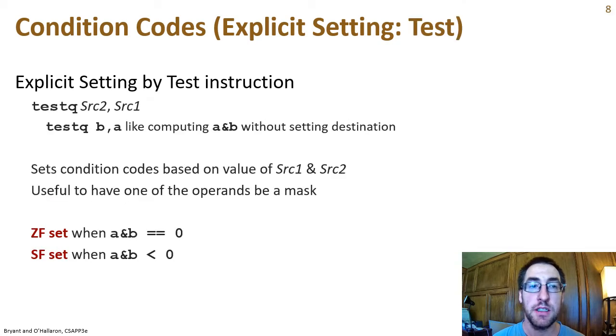The test instruction similarly does a bitwise AND of its 2 operands and sets the condition codes according to the result, which is also discarded. The test instruction is most often used to check equality and inequality conditions of a single variable compared with 0. Again, we'll look at some examples later.